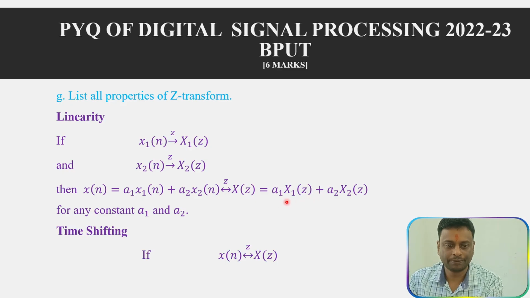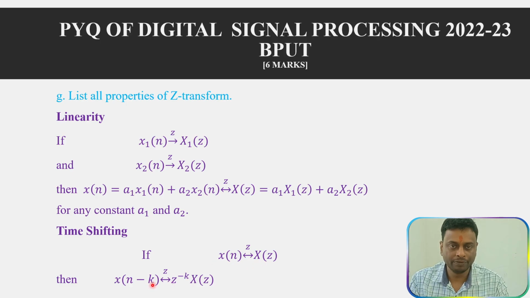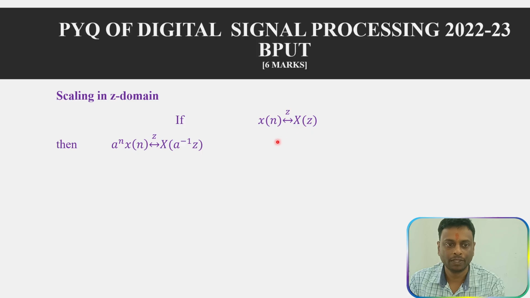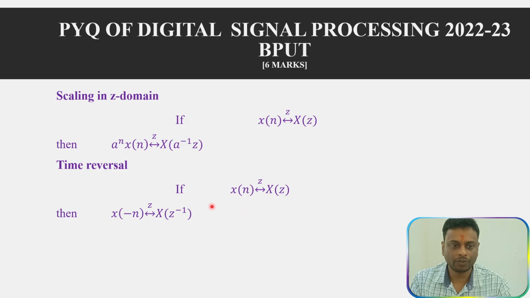Then the time shifting property. If the Z transform of x of n is X of z, then x of n minus k, which is shifted by k units in time, has Z transform z to the power minus k into X of z. So this is the time shifting property. Next is scaling in the z domain. If the Z transform of x of n is X of z, then a to the power n times x of n has Z transform X of a inverse z. Similarly, the time reversal property: if the Z transform of x of n is X of z, then x of minus n has Z transform X of z inverse.